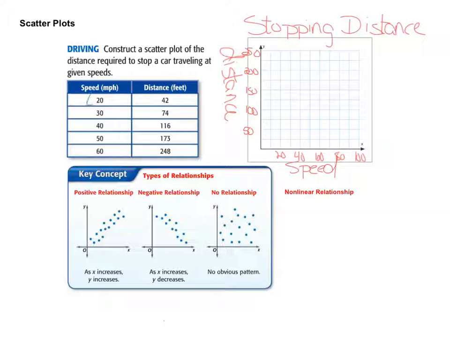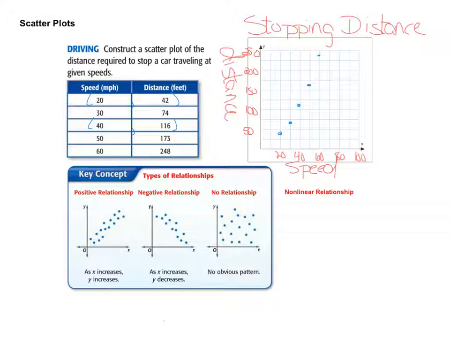So this right here is the point 20, 42. So we're going to go over to 20, we're going to guess where 42 is. It's not going to be exact. We're going to put a dot. Then we're going to go over to 30 and up to 74. It's going to be almost to where that 75 line is. Then we've got the point 40, 116. Looks like it's going to be about right there. 50, 173. Should be about right there. And 60, 248 is right there.